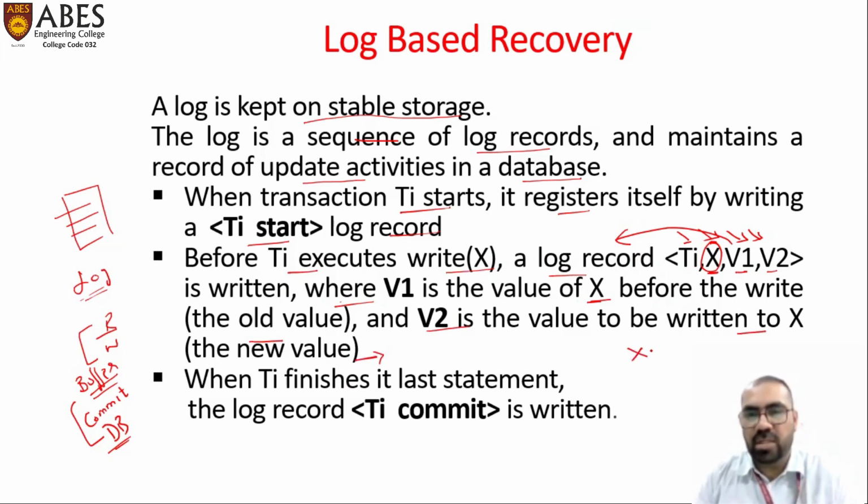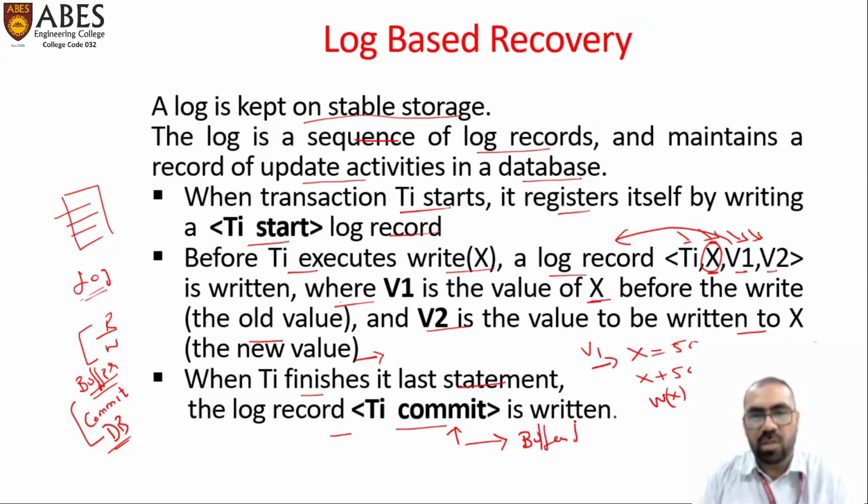Let us take X equal to 50 and Ti does X = X + 50. Then X becomes 100. So this becomes V2 and this is our V1, and we say write(X). When Ti finishes its last statement, the log record says <Ti commit>. We know that now we have to change it from the buffer to the database part. We are already doing this, but we are putting it in a log record.